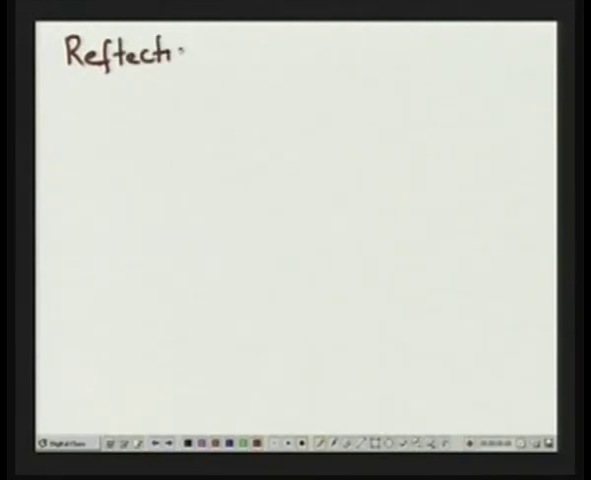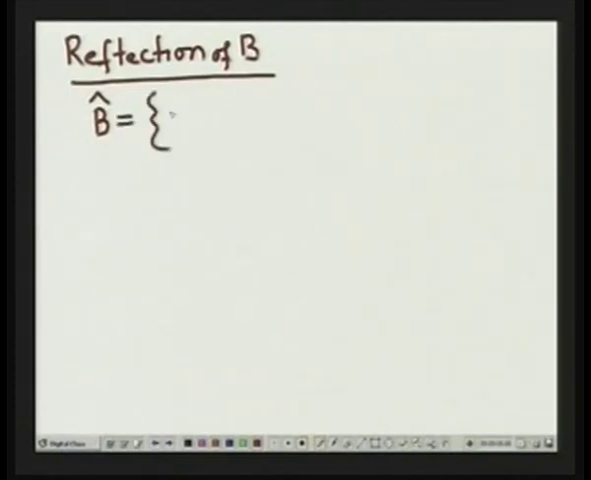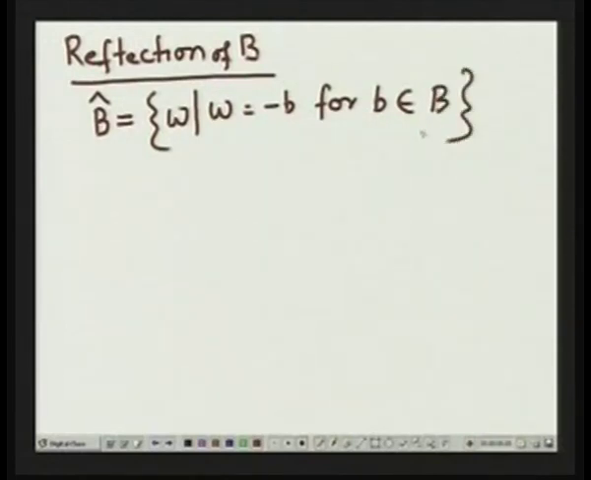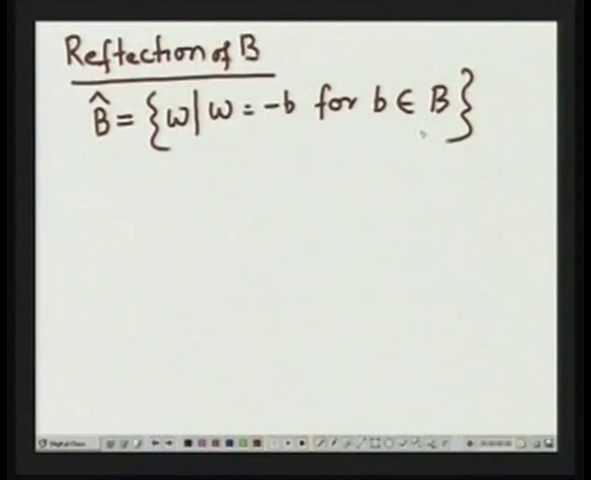So, what is this reflection? Reflection of a set B is usually represented as B hat, and B hat is the set of W such that W is equal to minus B for B belonging to set capital B. So, if I have a set of points which I call capital B, and I negate all the points belonging to set B, then the set of all those negated points is the reflection of set B, and this reflection of set B is represented by B hat.